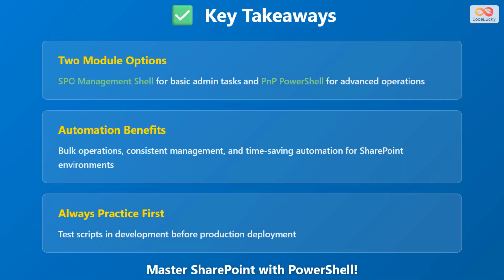Let's recap the key takeaways from this tutorial. You now understand that there are two main PowerShell module options: the SharePoint Online Management Shell for basic administrative tasks, and PnP PowerShell for advanced operations and modern features. PowerShell automation provides significant benefits, including the ability to perform bulk operations, maintain consistent management practices, and save considerable time when administering SharePoint environments. Remember to always test your scripts in a development environment before running them in production. With practice, you'll master SharePoint automation with PowerShell.